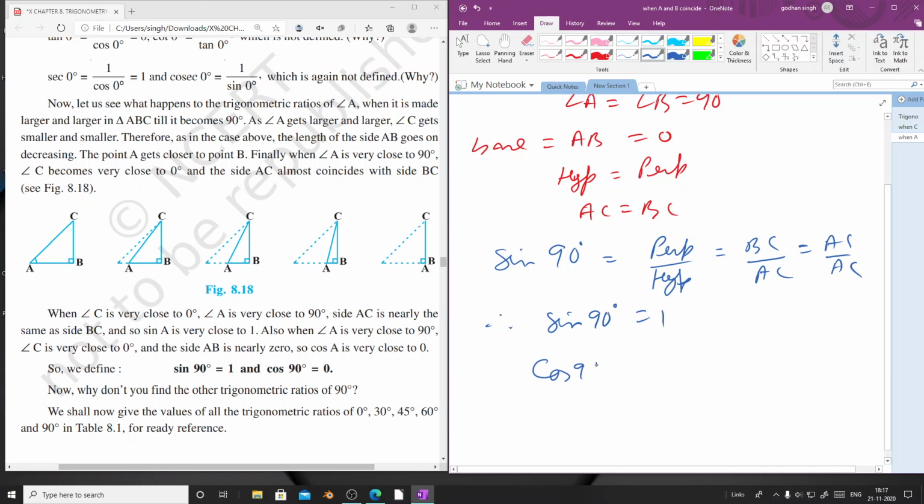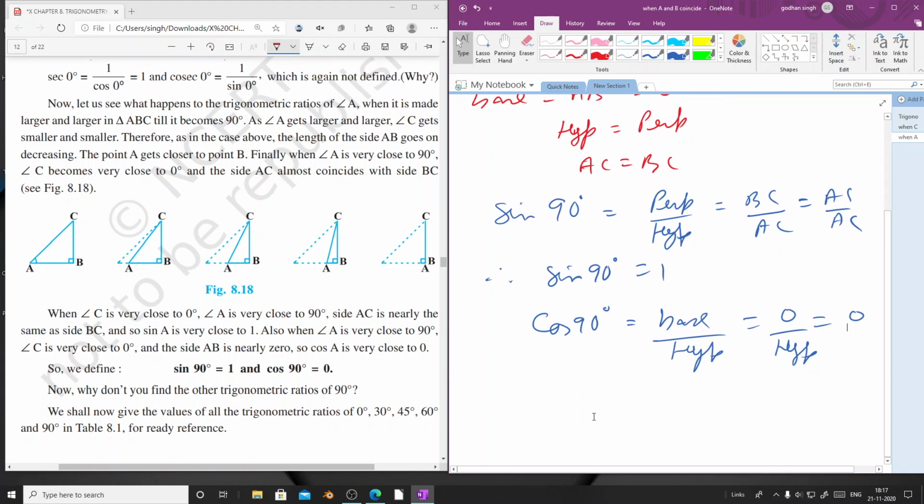Now what is cos 90 degree? Cos 90 is defined as base by hypotenuse, and we have seen clearly that when angle A is becoming 90 degree, the base is equal to 0. So we will be writing 0 over hypotenuse, or 0 over AC. So the answer will be 0 because the hypotenuse is non-zero.